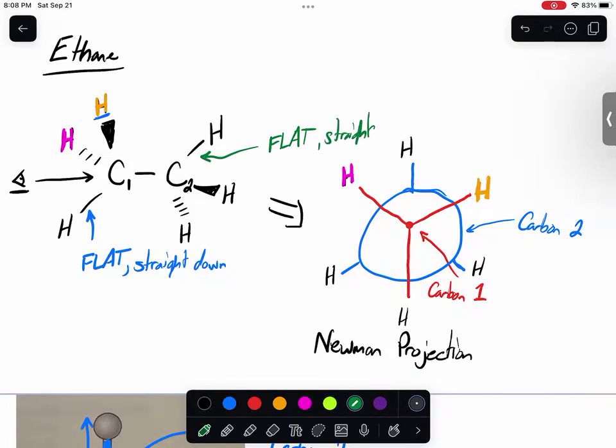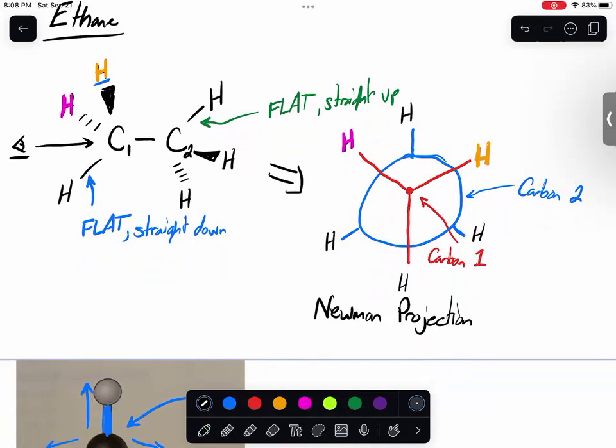And then the other two, it's the same idea, where if one is coming out of the page, the eye looking at it will see it on the right-hand side, and then it'll see the other one on the left-hand side. Okay? And so this right here is our Newman projection that's showing that 3D representation looking down that bond.